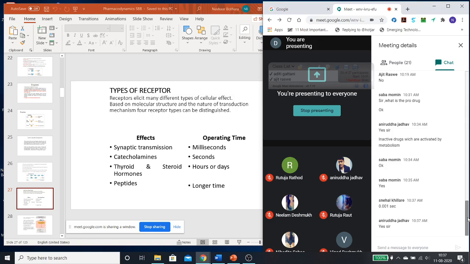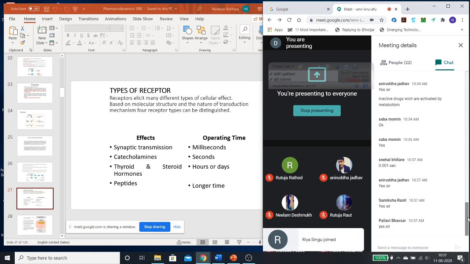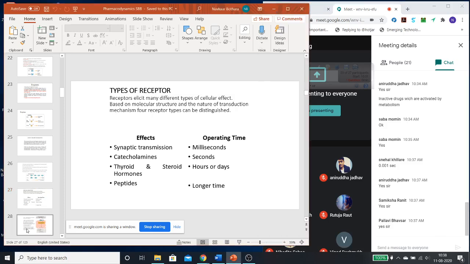If it is an ion channel, immediately the ion channel opens. If it is voltage gated, immediately sodium comes in, and because there is a change in the potential, the action is immediate. But if it is a second messenger or third messenger, it will take some seconds. But if it is entering the cell and modifying the function, it may take hours or a day. And there are certain peptides which will take much longer in action. So this is how drugs take time in showing action.